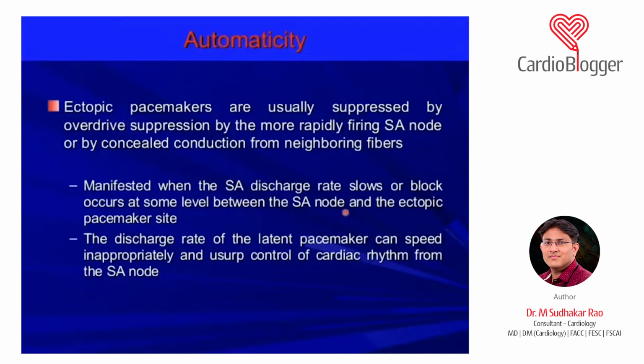Now we know that the ectopic pacemakers are usually suppressed by overdrive suppression, by the more rapidly firing SA node, or by concealed conduction through the neighboring fiber. They are manifested only when the sinoatrial discharge rate slows. So these ectopic pacemakers will manifest only when the SA nodal discharge rate is slowed, or a block occurs somewhere between the SA node and the ectopic pacemaker site. And the discharge rate of the latent pacemaker can speed up inappropriately and cause firing.